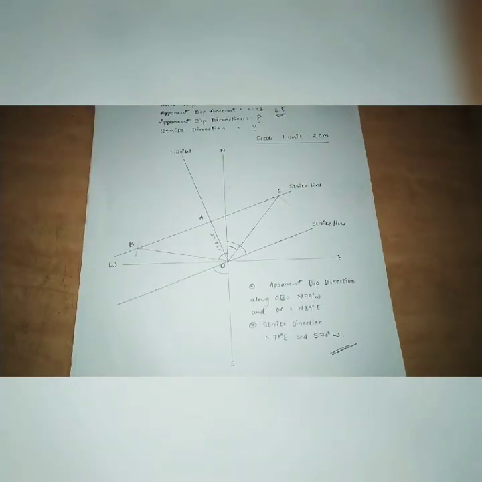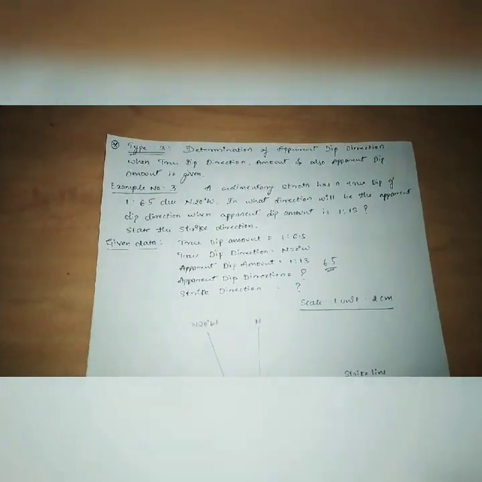So this is the apparent dip direction and strike direction. This is a type 3 problem we have solved here, where the true dip direction, true dip amount and apparent dip amount are given. We need to determine the apparent dip direction.